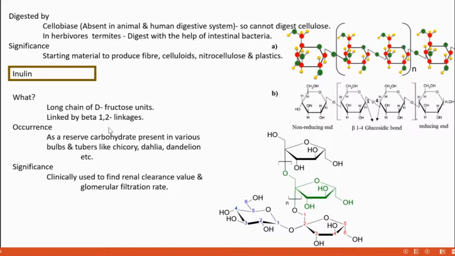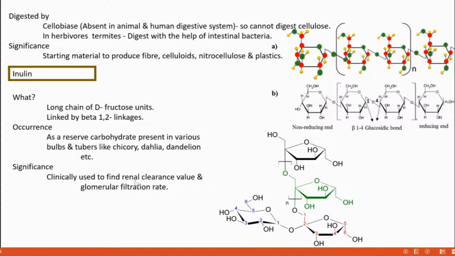Occurrence: we can see this inulin as a reserve food, a reserve carbohydrate. It is present in various bulbs and tubers like chicory, dahlia, dandelion, etc. We can find this inulin there. Significance: what is the significance? It is usually used in the clinical, medical field to understand the renal clearance value and glomerular filtration rate.